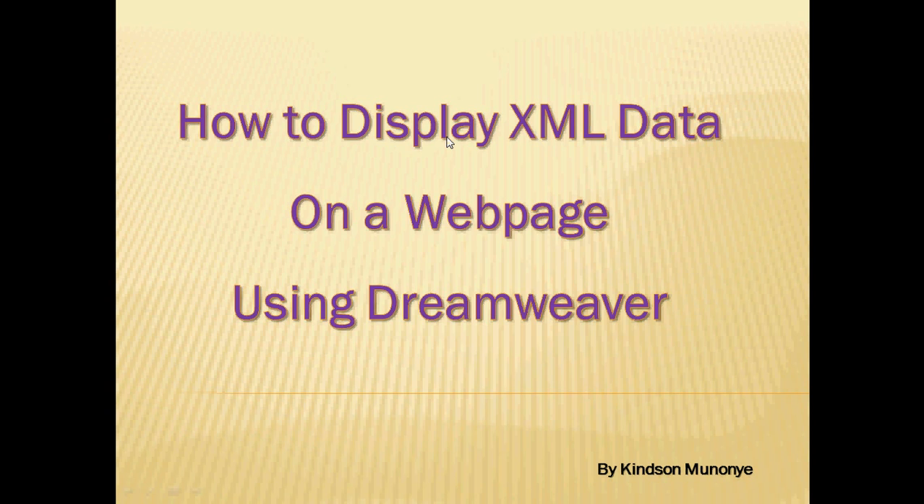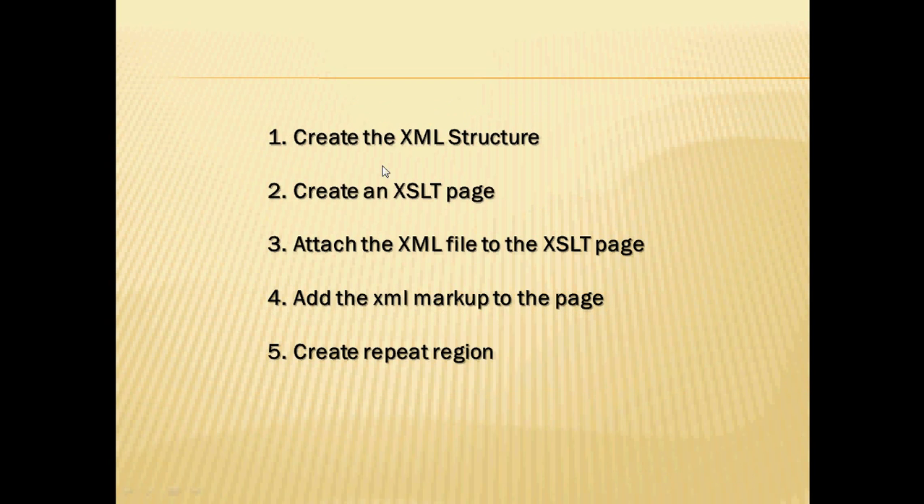So there are 4 or 5 steps you will need to follow for you to display XML data in a web page. As you know, XML data is a data that is formatted without a particular markup. The markup is kind of loose, meaning that you can use your own markup. XML meanwhile stands for Extensible Markup Language, and XSLT stands for Extensible Style Sheet Language Transformation.